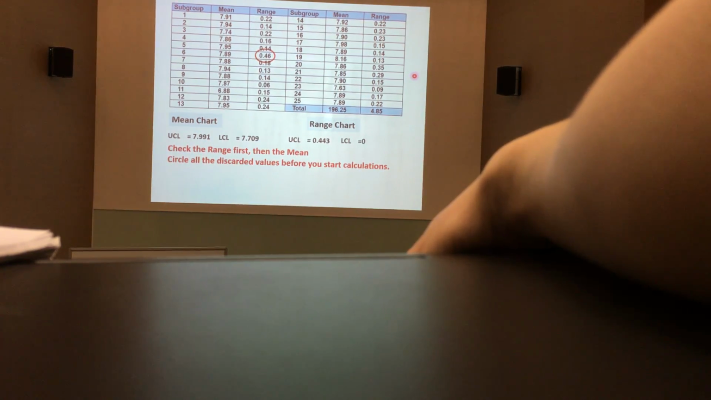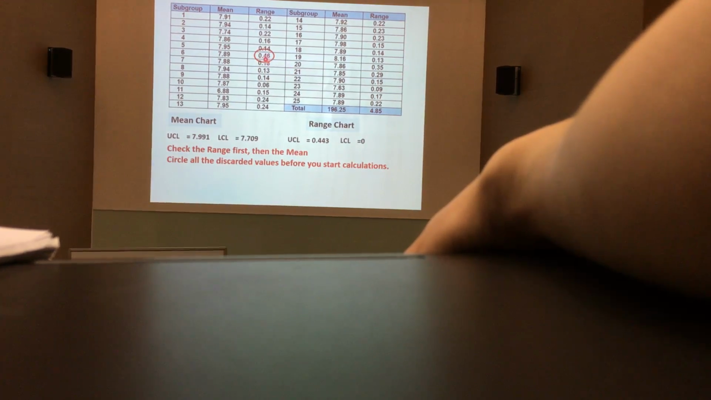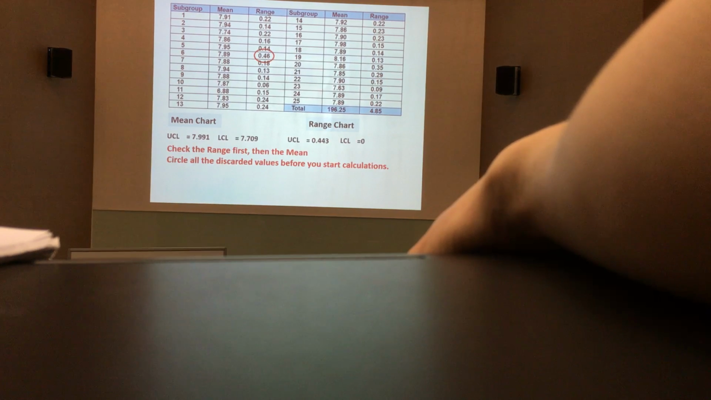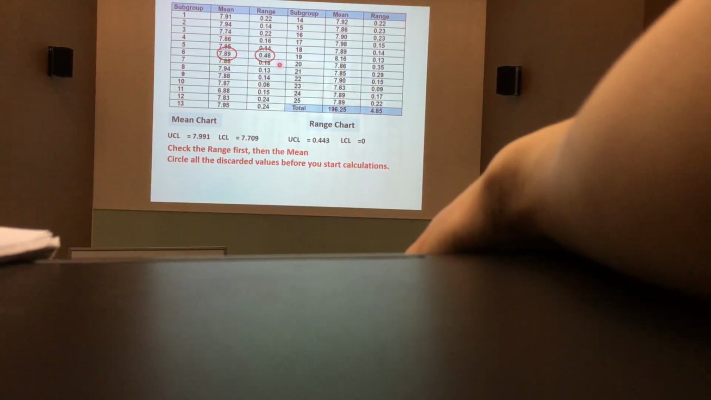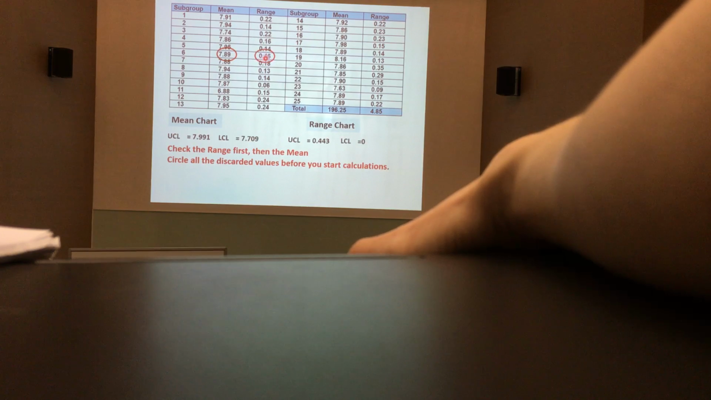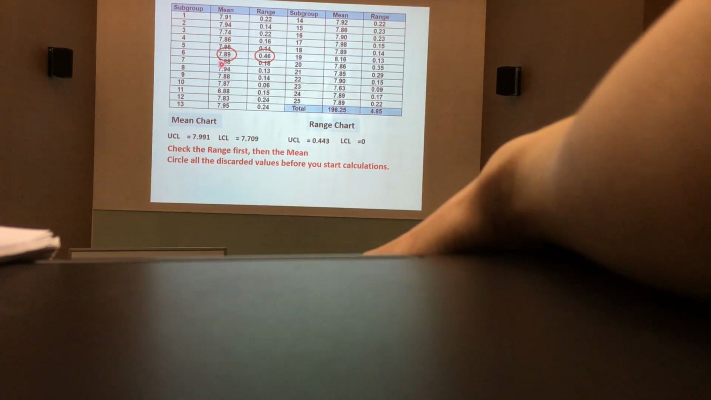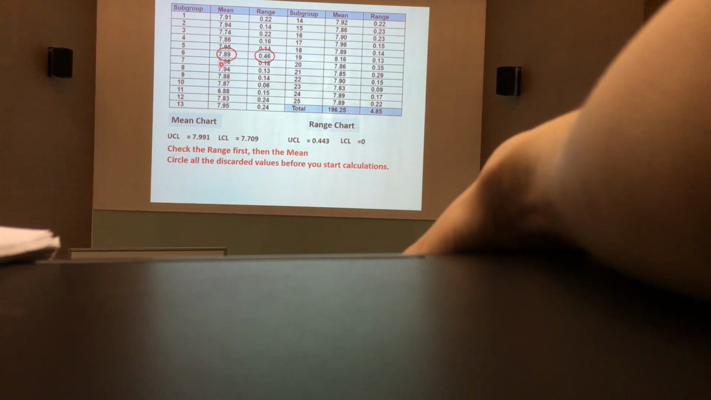Then we go back to the rule. If a range is out, we not only discard the range, we need to discard the mean. So this one also needs to be thrown away. When you circle a range, you must circle the mean; the mean has to be thrown away together. Then you go through again; there's nothing else, so there's only one range that is out.